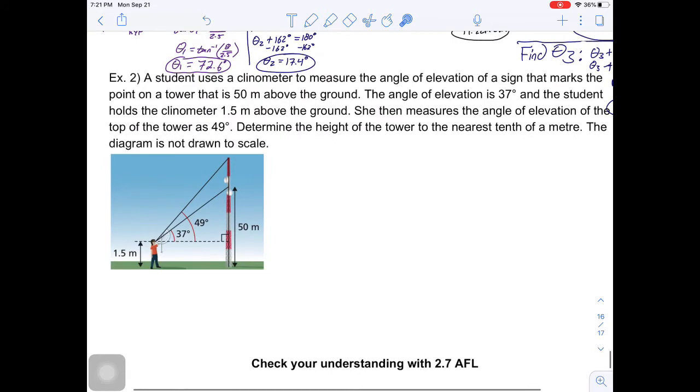Okay, let's look at this question, and then we can end it off there. So a student uses a clinometer to measure the angle of elevation of a sign that marks the point on a tower that is 50 meters above the ground. The angle of elevation is 37 degrees, and a student holds a clinometer 1.5 meters above the ground. She then measures the angle of elevation of the top of the tower as 49 degrees. Determine the height of the tower to the nearest tenth of a meter. The diagram is not drawn to scale.